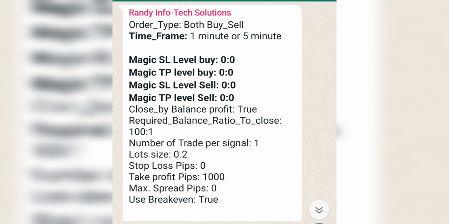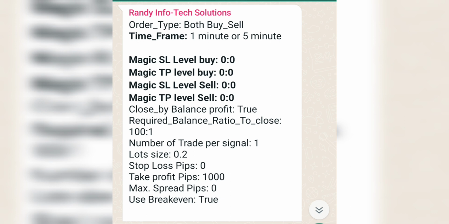You can either enter for a buy if you are buying, or enter for a sell if you want to sell. Or if you don't know the trend of the market, you can go for both buy and sell, so that the robot is going to figure out the trend for you. But if you know the trend, you just enter for sell.